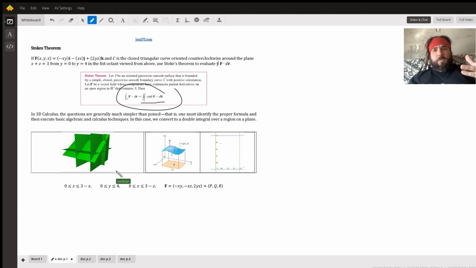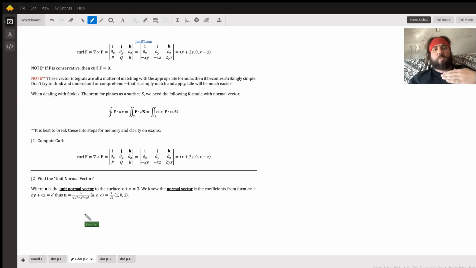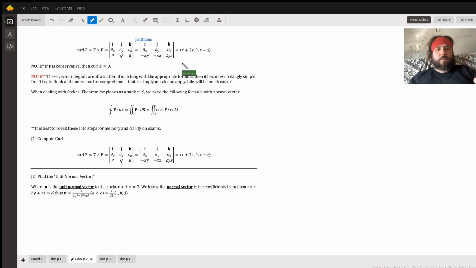When you're doing these questions, you want to be on the test step by step. Be very neat, be very clear. A lot of people lose points for not just writing clearly. So the first thing I did is the curl. That's an easy computation. I'm not going to go through that.